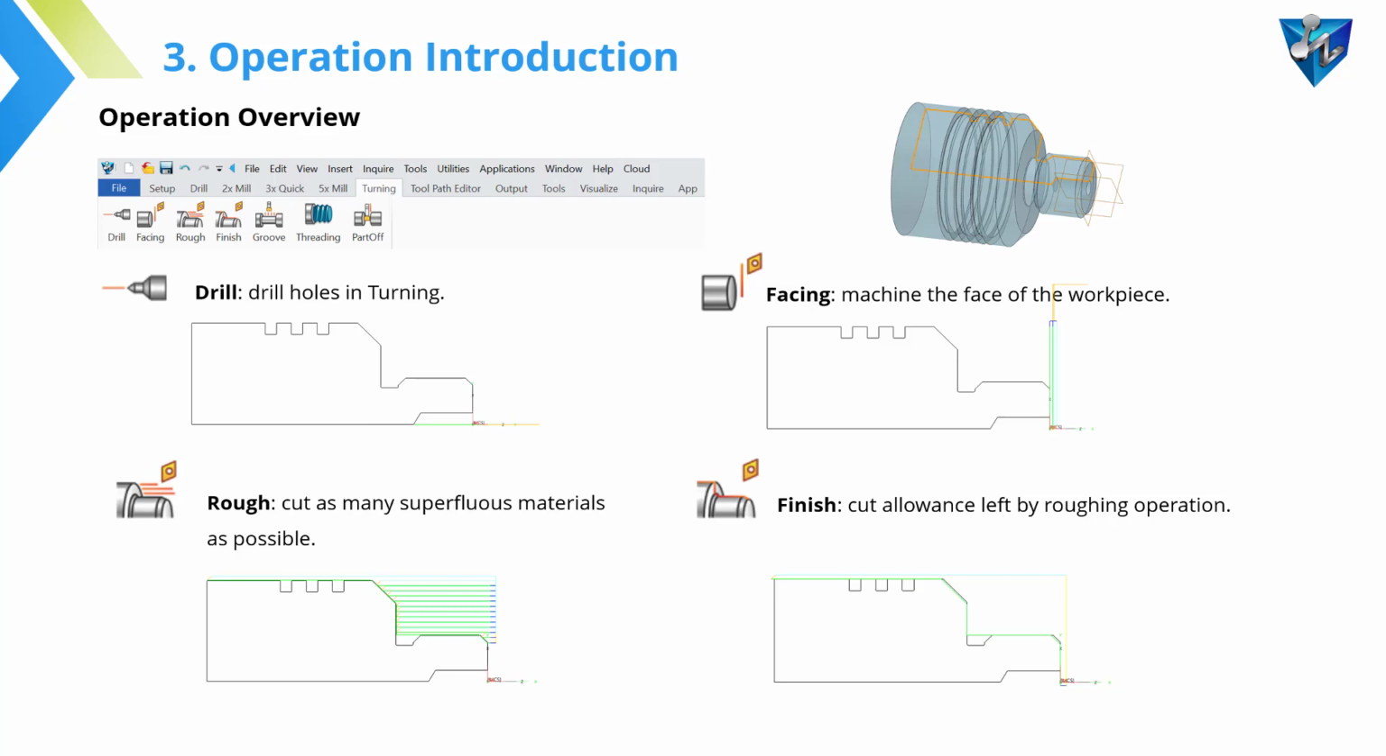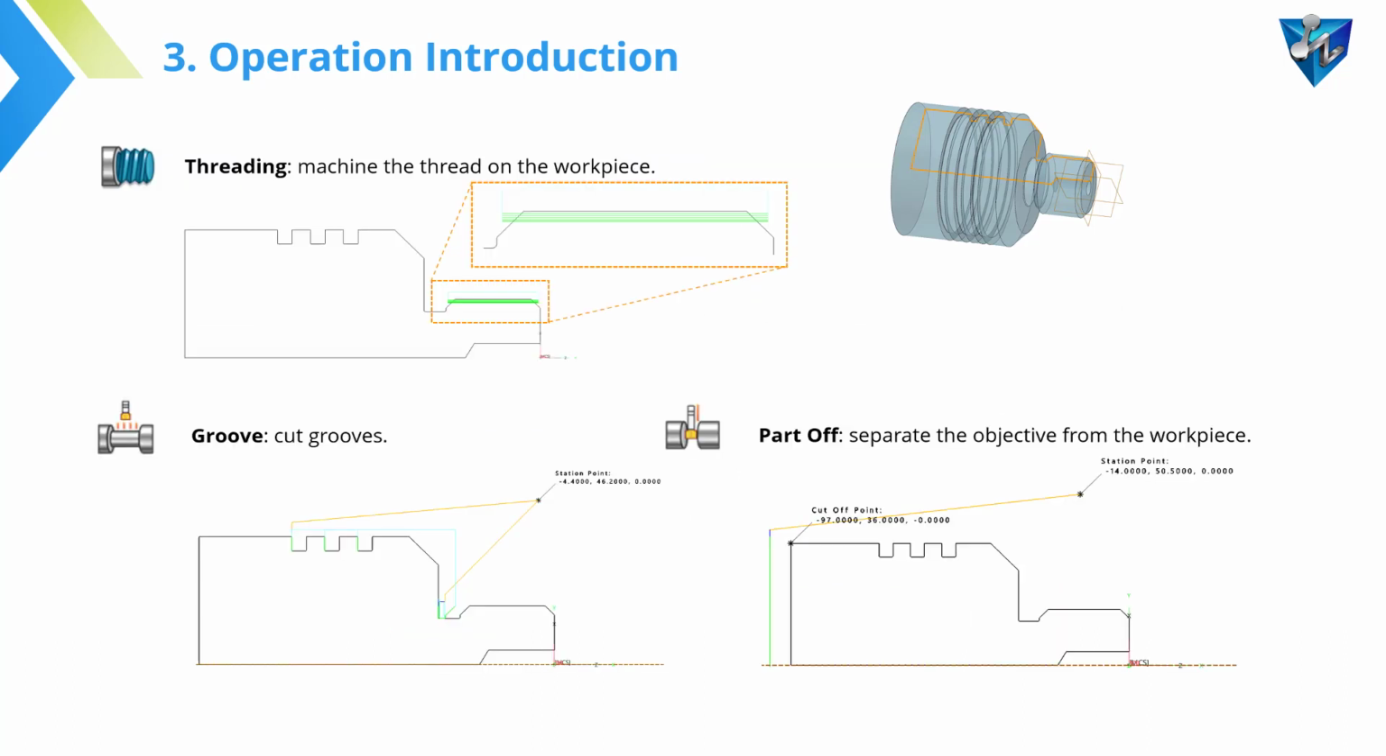Facing is used to machine the face of the workpiece. Rough is designed to remove as much excess material as possible. Finish is used to cut away the remaining allowance left by the roughing operation. The remaining turning operations in ZW3D are as follows. Threading is used to machine threads on the workpiece. Groove is used to cut grooves on the workpiece. Part off is used to separate the desired part from the workpiece in the final step.